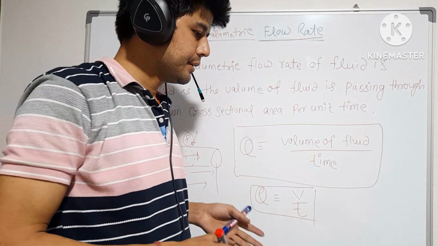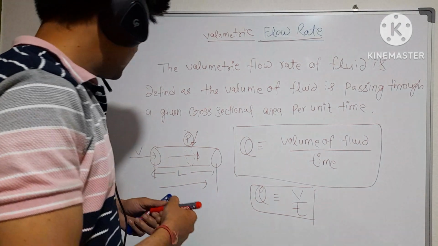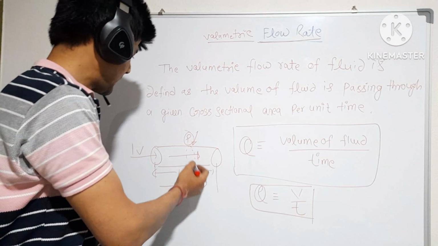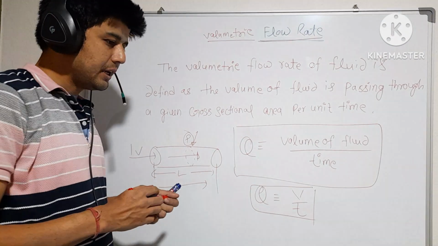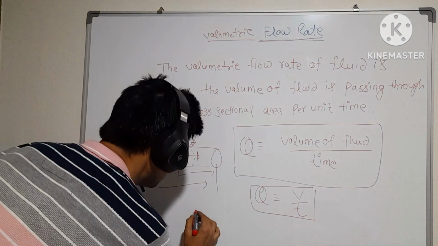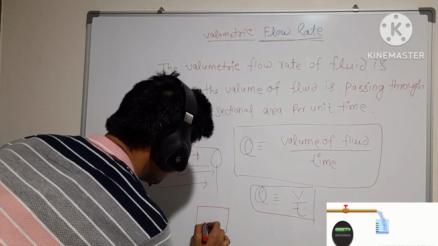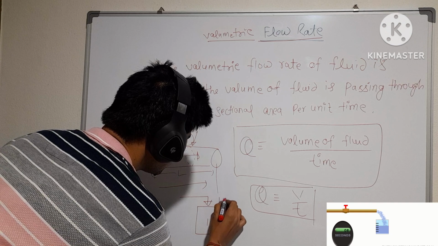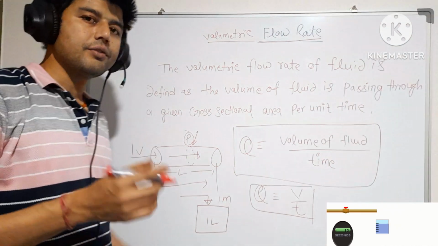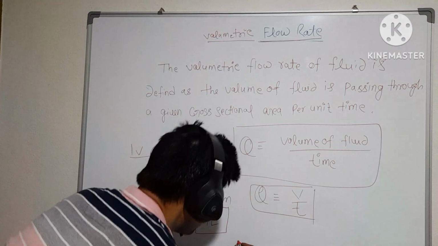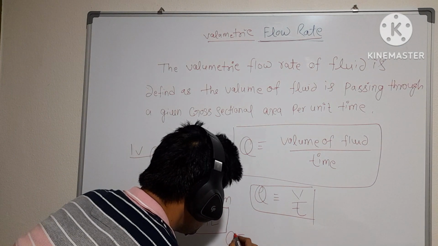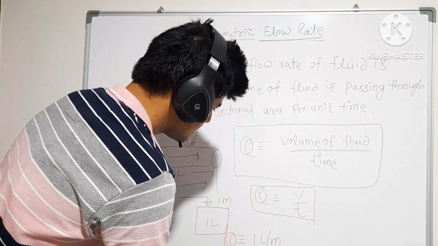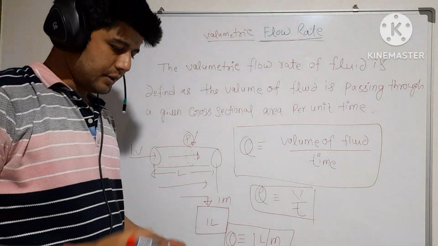Suppose that this 1 liter volume is passing through here within 1 minute and it fills the 1 liter jar in 1 minute. Then the flow rate Q is 1 liter per minute.